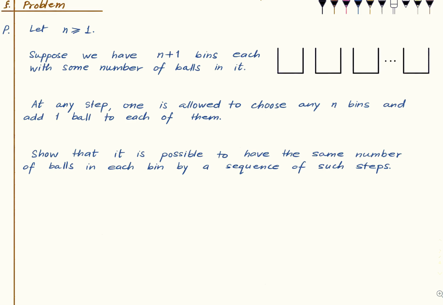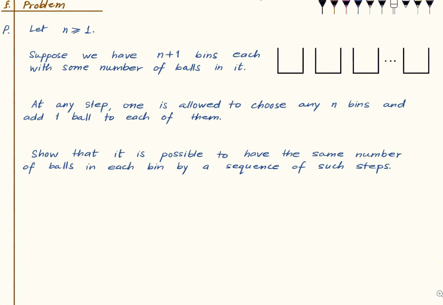We are allowed a certain kind of move. At any step, one is allowed to choose n bins. Out of these n plus 1 bins, we may choose n bins of our choice and add one ball to each of them. We are given an infinite supply of balls, and each bin can hold as many balls as you want. So real world constraints do not hold.